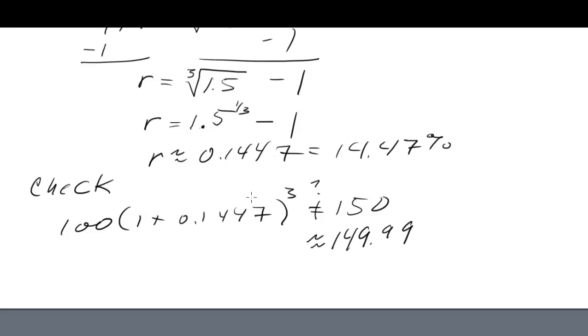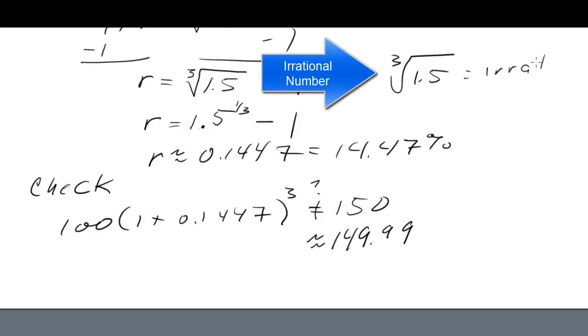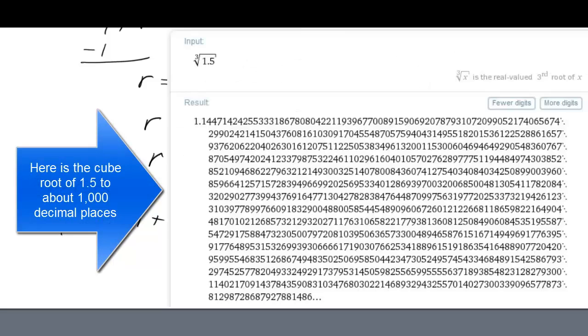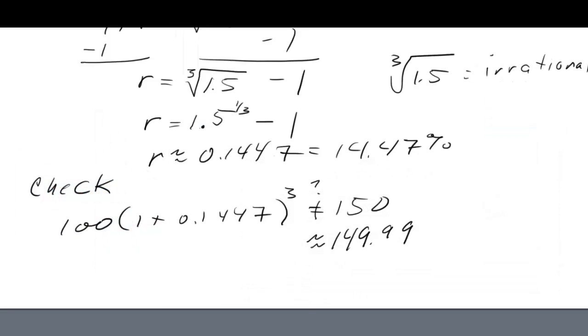Well, it turns out this cube root of 1.5 is an irrational number, which means its decimal expansion goes on forever. So the digits that we saw are not all the digits in that number. Let's expand our calculation, put in some more digits, and see if we can get closer.